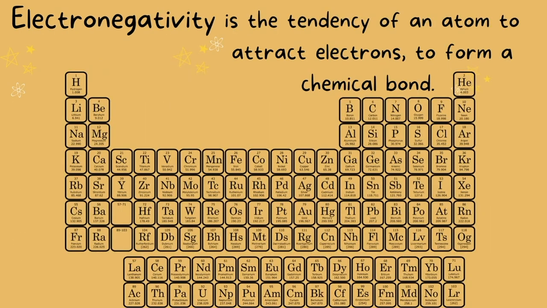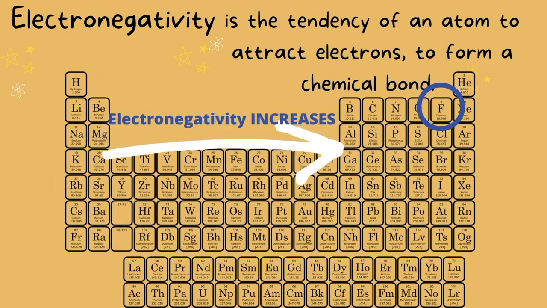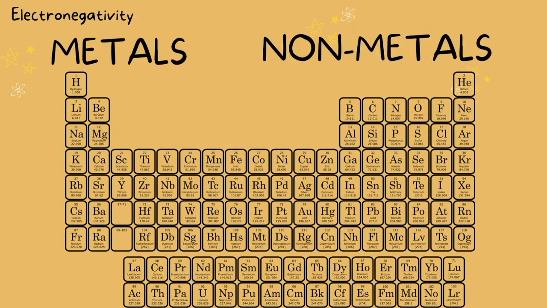So this is what the electronegativity trend looks like on the periodic table. Fluorine is our most electronegative atom. So electronegativity increases going towards fluorine. It also increases going up and going from left to right on the periodic table. Let me explain why this trend happens.